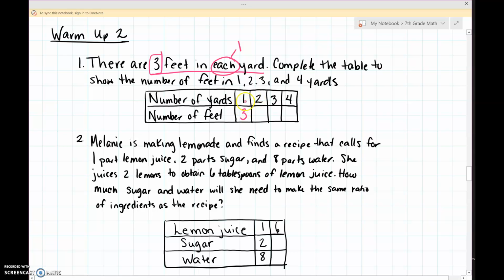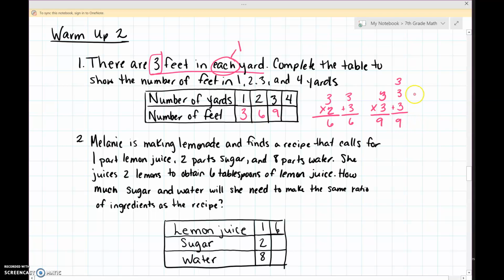Well, now how do I get from 1 yard to 2 yards? Well, I just need to multiply. So 3 times 2 to figure out 2 yards is 6. I could also do 3 plus 3 is 6. So now for 3 yards, we're going to do 3 times 3, which is 9. I could do 3 plus 3 plus 3, which is 9.